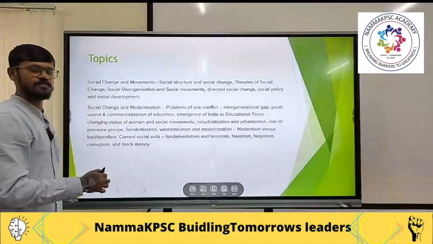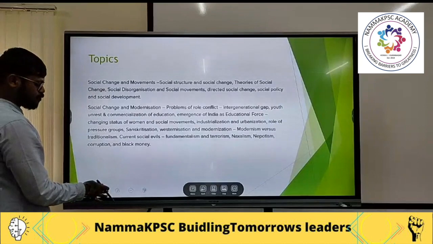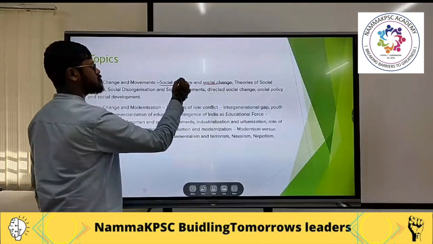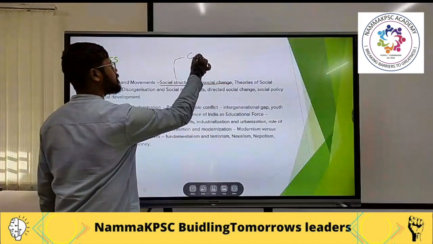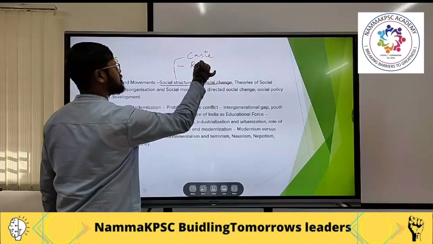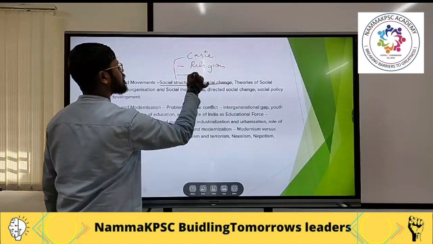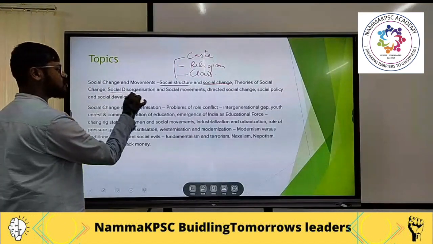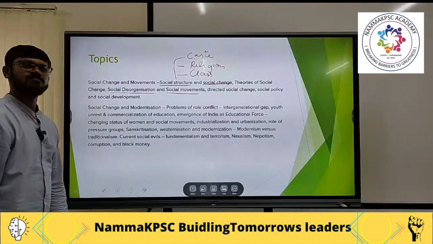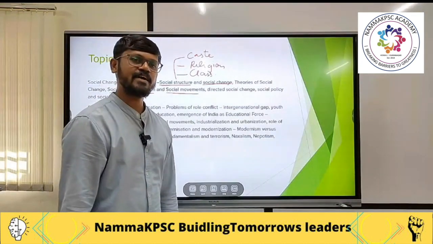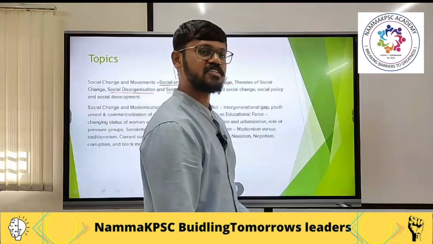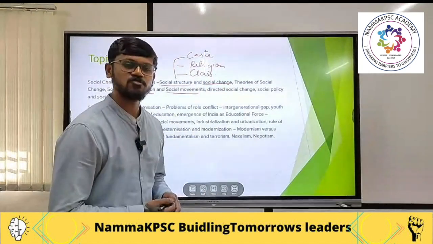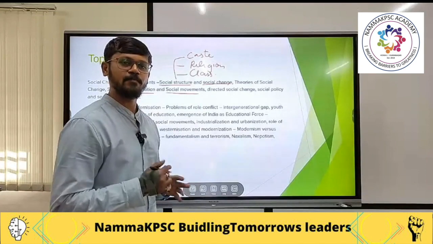Is it visible? You can see social change and movement, social structure and social change. Social structure majorly talks about your caste system, the religion involved, along with your class system. Then theories of social change, social disorganization and social movements. First we'll see the Indian as well as the Karnataka aspect: how different caste movements, caste change, reforms, and different movements in terms of religion and social movements played a major role in the development of society.